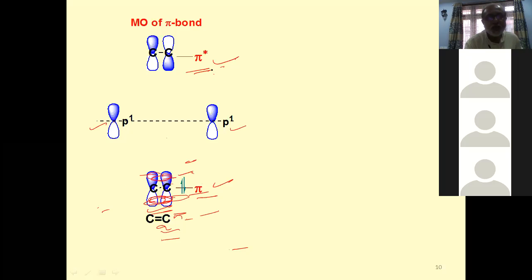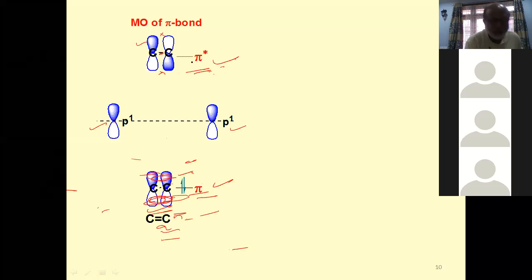And the other one will have a node. This one is having a node here. Once the node is here, this one is without any node, and this one is with a node. As the node comes, the phase changes like your wave phase. So this blue phase here will meet the white phase. So there will not be any bonding possible here. So here also no bonding. That is what we call anti-bonding.